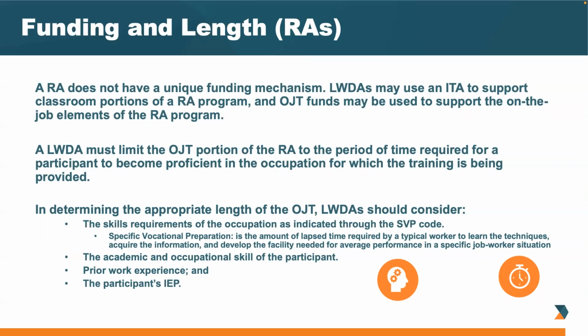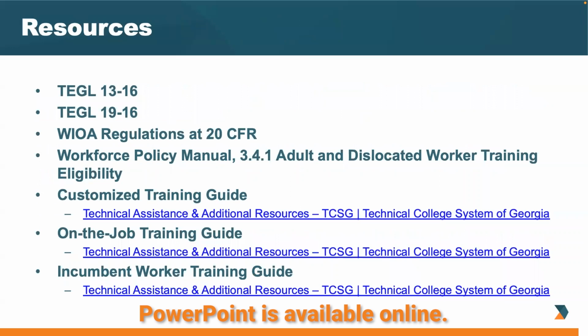Typically, RAs last from 1 year to up to 5 years, depending on the trade. In determining the appropriate length of the OJT, local workforce development areas should consider the skills requirement of the occupation, the academic and occupational skill of the participant, prior work experience, and the participant's IEP. These are my resources.